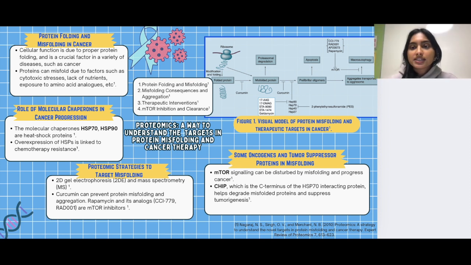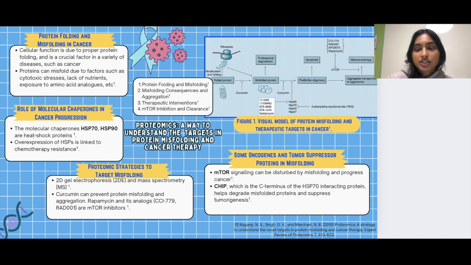Everyone, so today we'll be discussing how proteomics can enhance our understanding of targets in protein misfolding and cancer therapy. So for some background knowledge, cellular function is due to proper protein folding, and it is a crucial factor in a variety of diseases such as cancer. Proteins can misfold due to factors like cytotoxic stresses, lack of nutrients, exposure to amino acid analogs, etc.